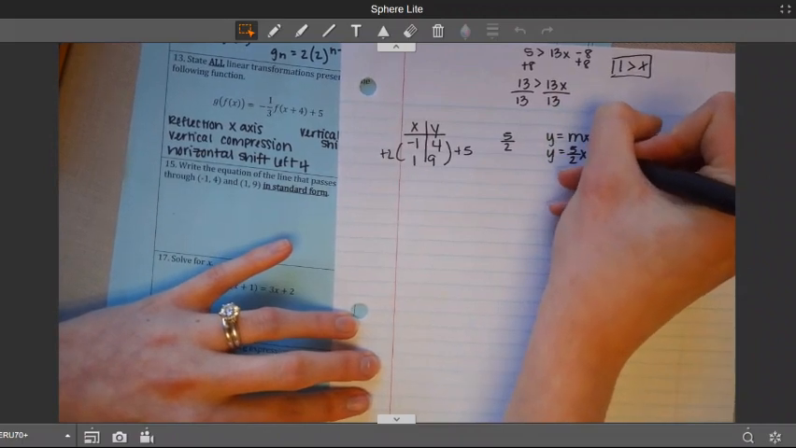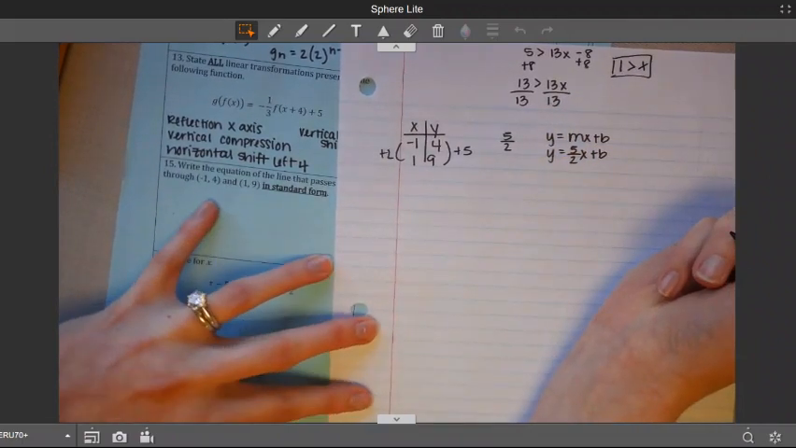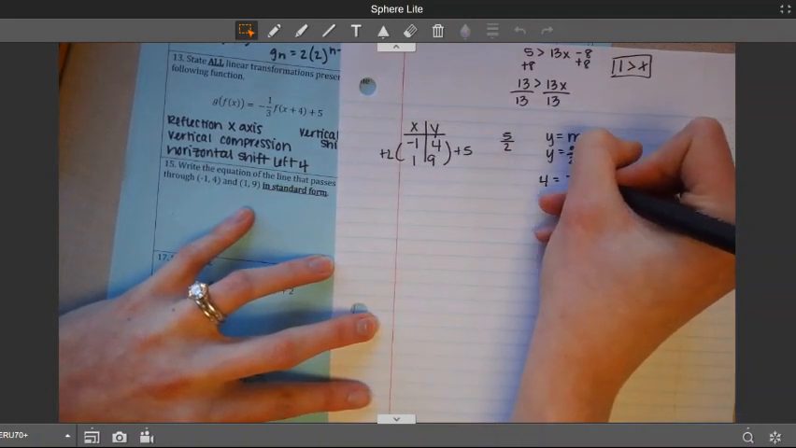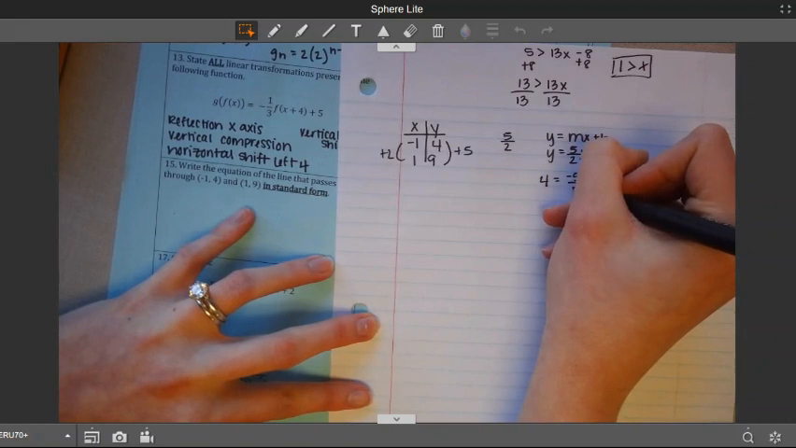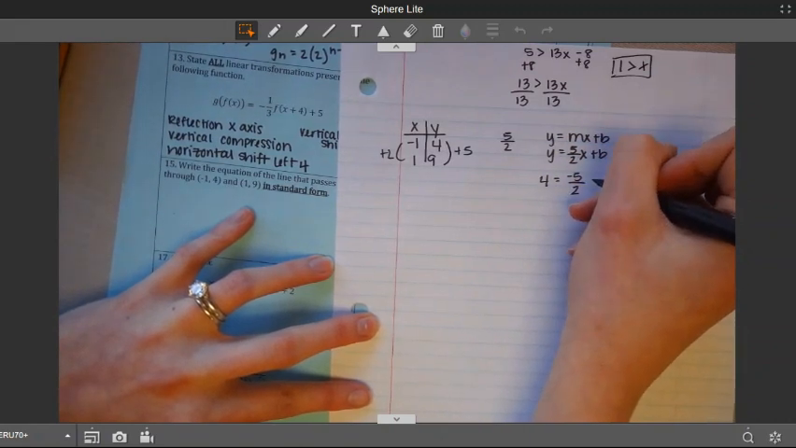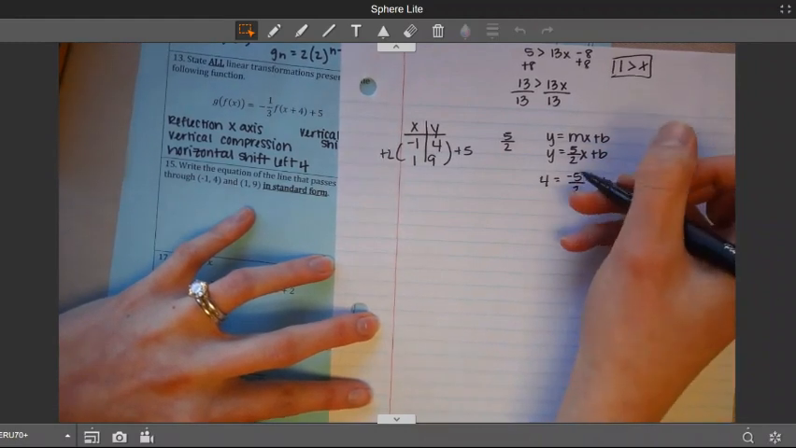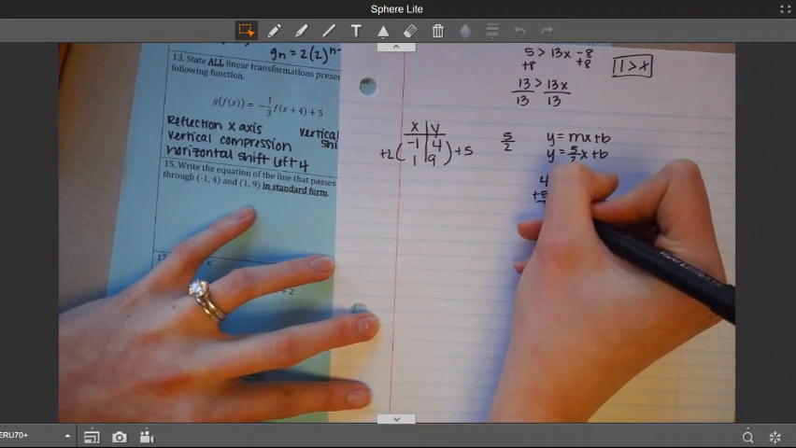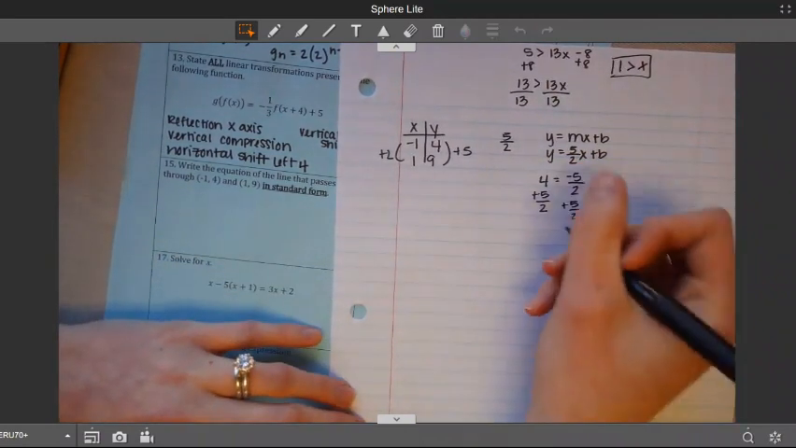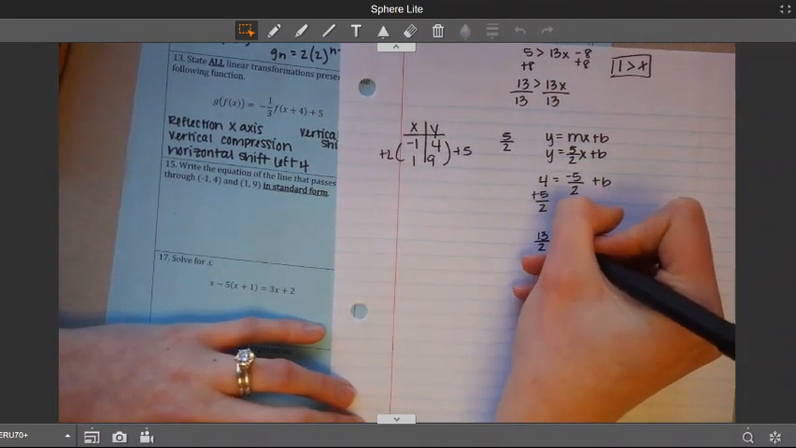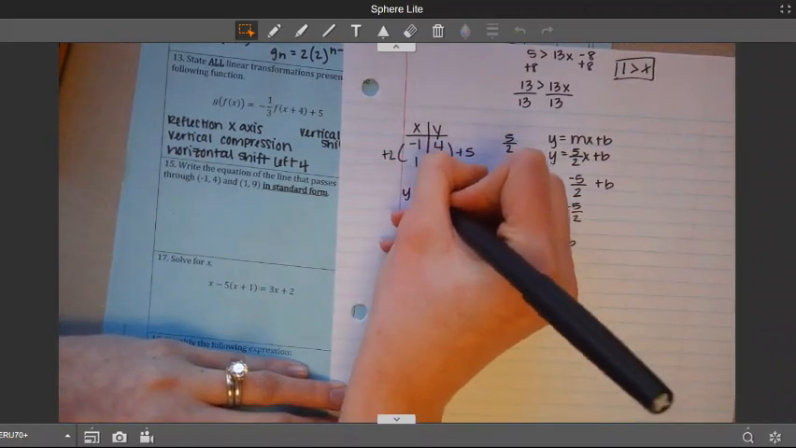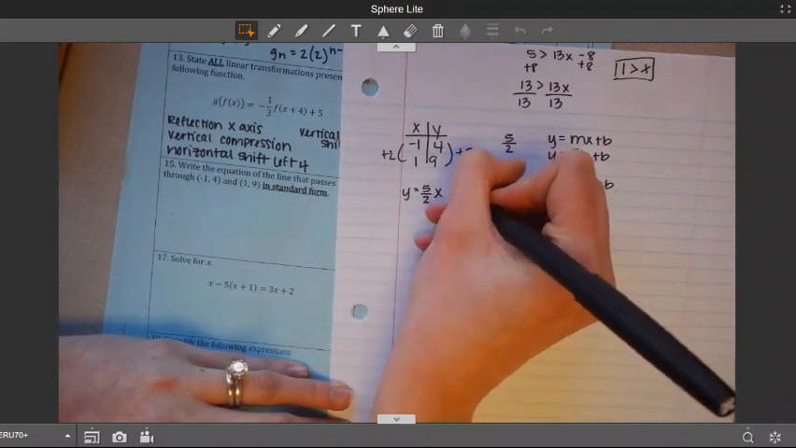5/2 x plus b. I don't know what that b value is, but I can plug in a point. So I'm going to say 4 is equal to 5 halves times negative 1, which is just negative 5, plus b. I'm going to add 5 halves to both sides. Now, when I add 5 halves to both sides, I get 13 halves is equal to b. So the equation is y equals 5 halves x plus 13 halves.